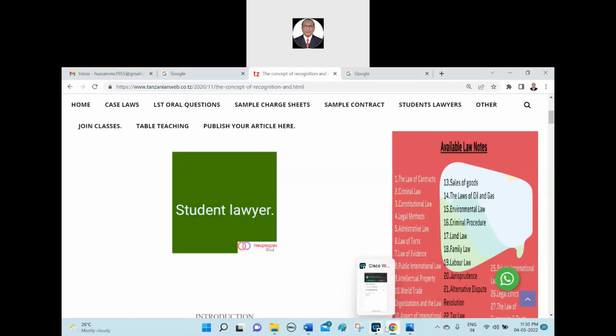So now let us see our study. What comes first? Recognition and enforcement of the foreign judgment, or enforcement and recognition of the foreign judgment? Which is the correct sequence?